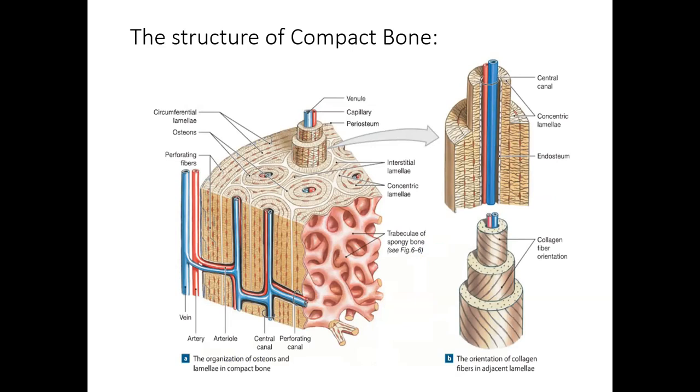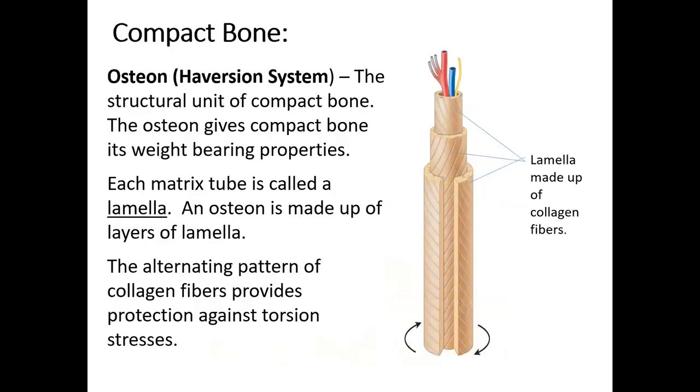Okay, so we just did 16 and 17. 18, what is the structural unit of compact bone? So the structural unit is the osteon. It can also be referred to as the Haversian system. The structural unit of compact bone is what gives bone its weight-bearing properties. Each matrix tube is referred to as a lamella, which is the structure here. The osteon is made up of these layers of lamella.